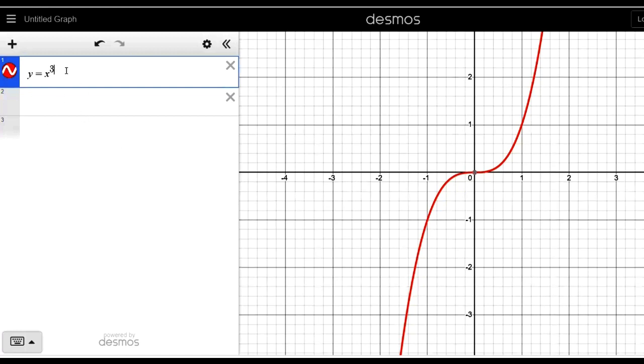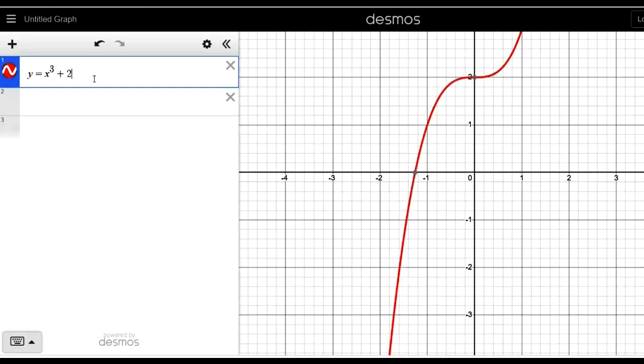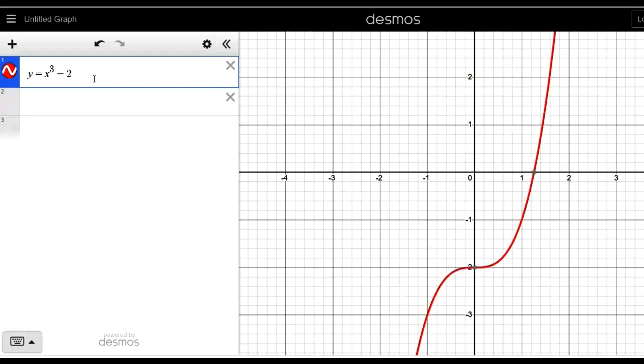So let's play with some of the basic ones first. If I just add a number after the function, you can see that I've made the function go up 2. If I subtract a number, the function goes down 2.